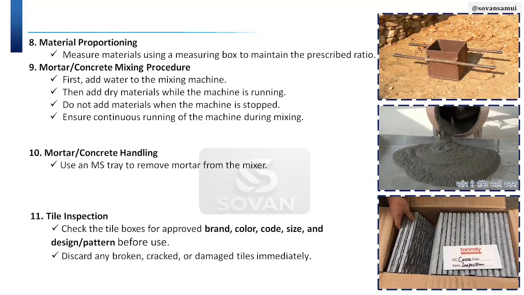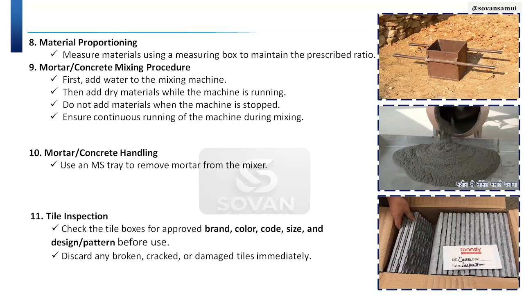Okay, and next point is material proportion. On the right side, in the first photo you can see the image. There is a measuring box. What is this? This is used for measuring the material. Suppose we have a proportion like 1 part of cement and 4 parts of sand. By using this measuring box, we accurately measure and confirm that we have made the proper proportion mix or not. Okay, so it is a very helpful tool to measure.